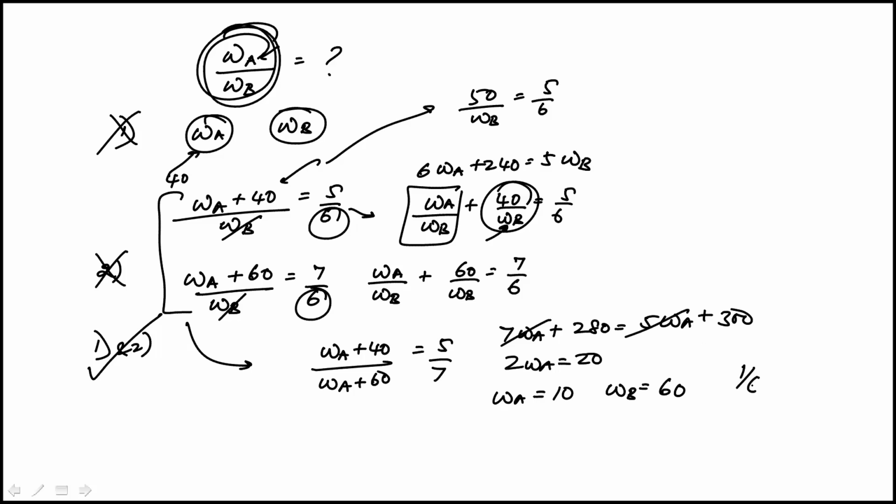That ratio is 1/6. So all this work is optional once you recognize that these are 2 independent equations, and you will get a unique value for that ratio. So the answer is C.